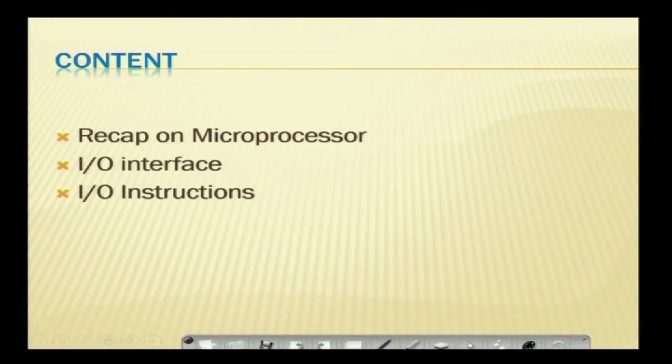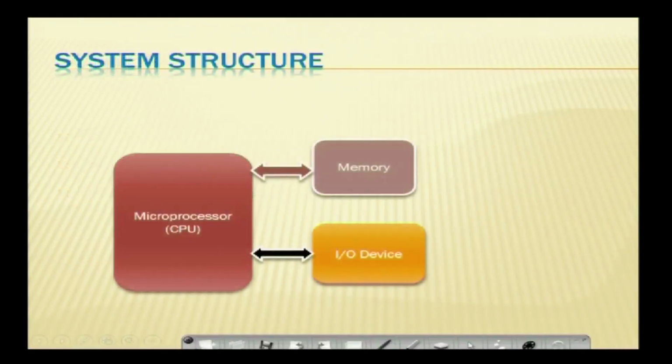This is a simple system structure which will define how the processor and I/O devices are connected. In the system we are using the microprocessor. This is the I/O device, the input output device, we are connecting for the interfacing. Then memory. Memory is an important element which is used to store the data.